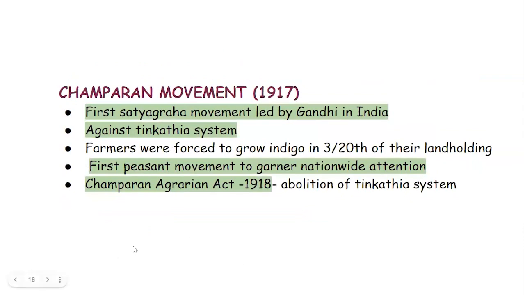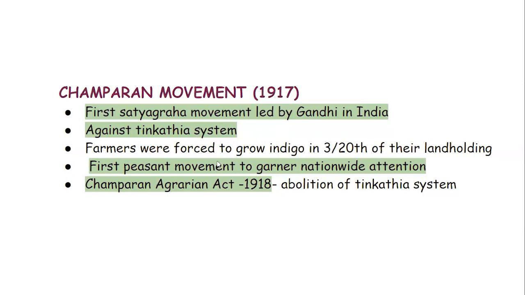So the next option is Champaran movement. It is the first Satyagraha movement led by Gandhi in India against the Tinkathiya system, under which farmers were forced to grow indigo in 3/20th of their landholding. So Champaran movement is quite special and important because of so many reasons. First of all, it was the first Satyagraha movement led by Gandhiji in India, and it was against the Tinkathiya system. Under this system, the farmers were forced to grow indigo in 3/20th of their landholding. They had no other option, but they had to grow indigo in 3/20th of their landholding.